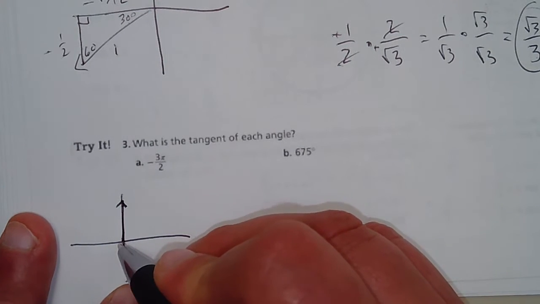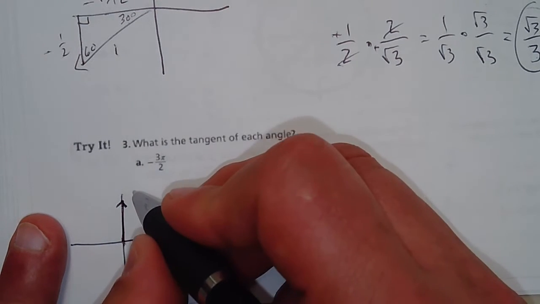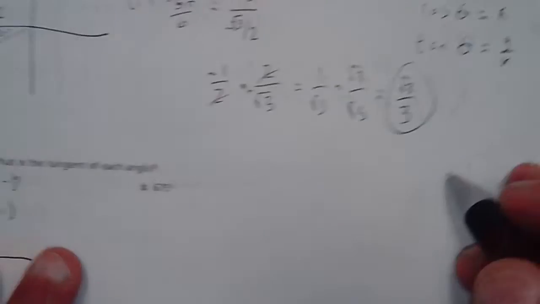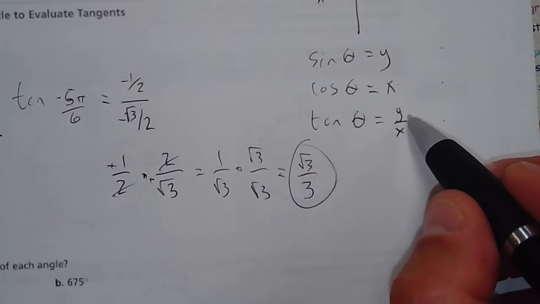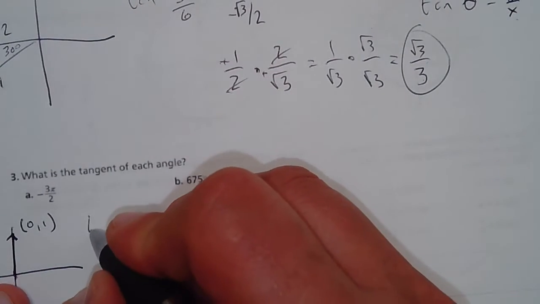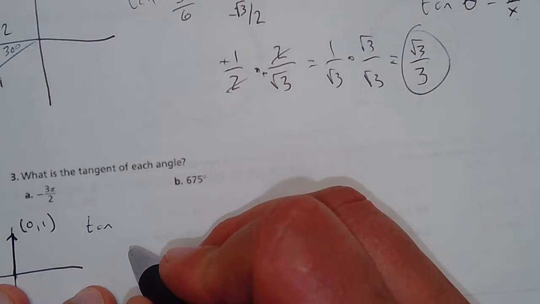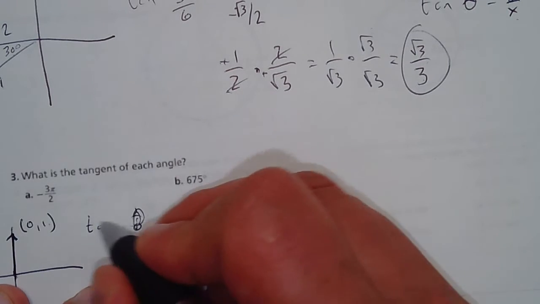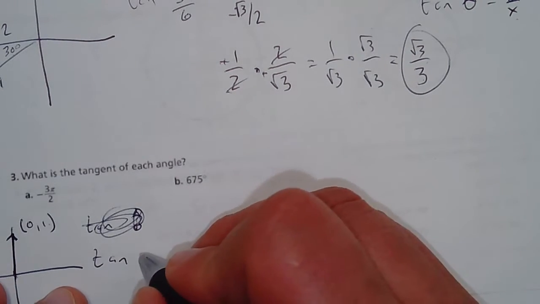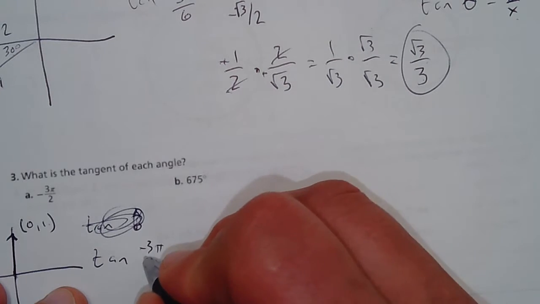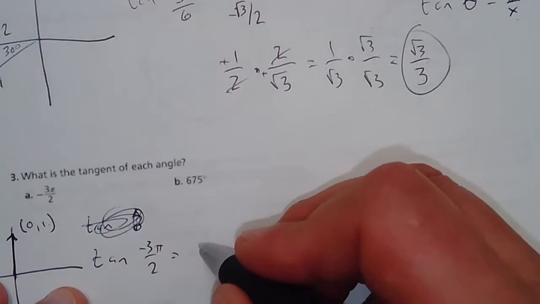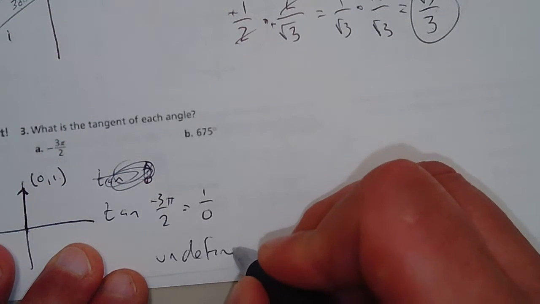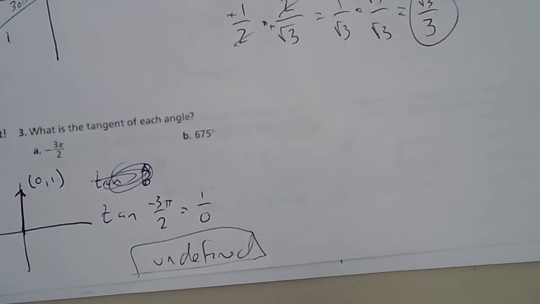You're either going to get zeros or undefined values when you start working with this. So think of this in terms of this coordinate. This is the coordinate 0, 1. And remember how over here we said that tangent of our angle is always going to be the y over the x? So if we're doing tangent, it's going to be the y over the x, 1 over 0. Tangent of our negative 3 pi over 2 is going to be the y over the x, which is an undefined value, right? Because you can't divide by 0.